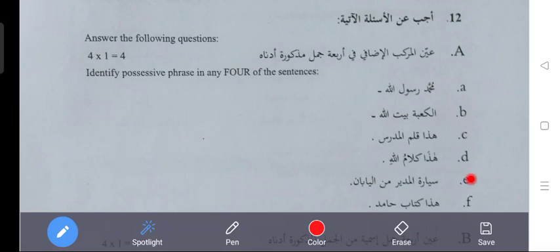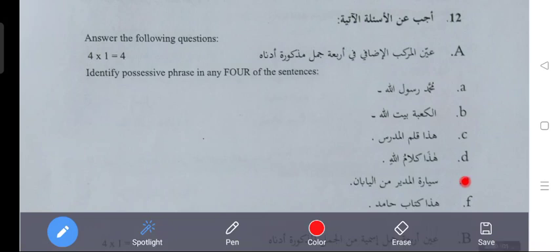Sentence E. Sayyaratul Mudir min al-Yaban. Principal's car is from Japan. The car of the principal is from Japan. A possessive phrase can be translated with the help of apostrophe s, or with the word of. Sayyaratul Mudir, the car of the principal, or the principal's car, is from Japan.